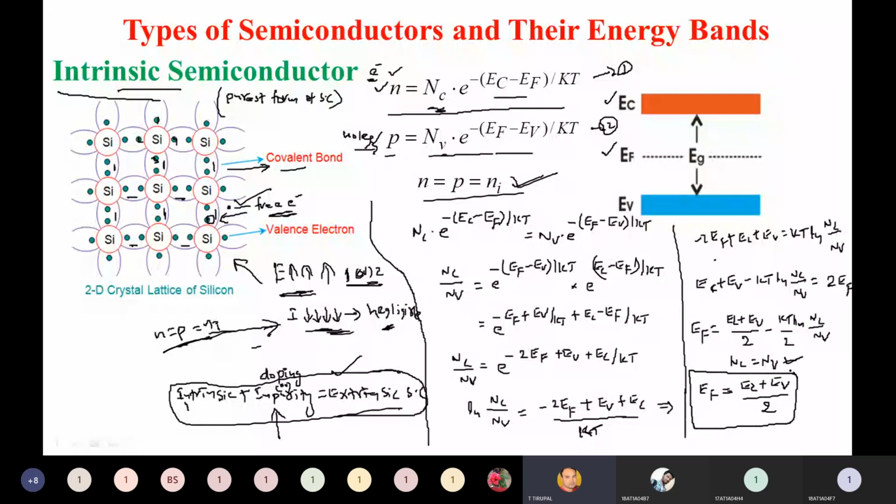This is the formula. Now where does it lie? Ef equal to (Ec plus Ev) divided by 2 means it lies exactly here: this is Ec, the conduction band, and this is the valence band, and this is Ev. So where does the Fermi energy level lie? It lies exactly at the center point of Ec and Ev. This is the center point. So what is the conclusion? You can conclude that the Fermi energy level for intrinsic semiconductors lies at the center of the conduction band and valence band.